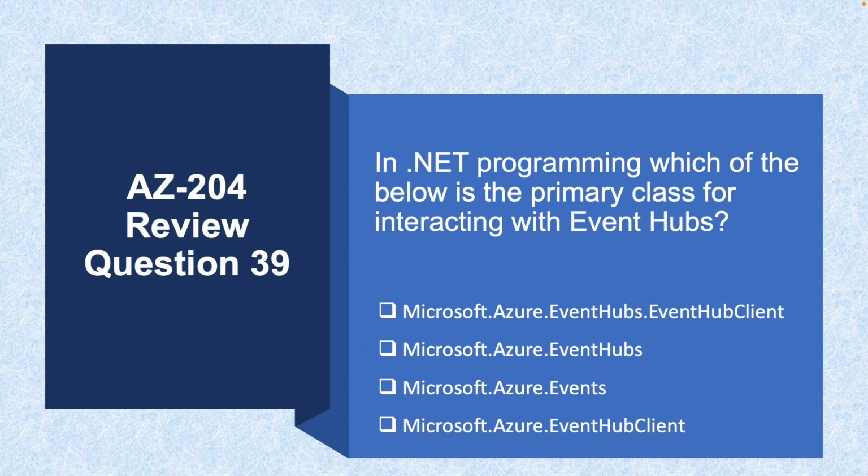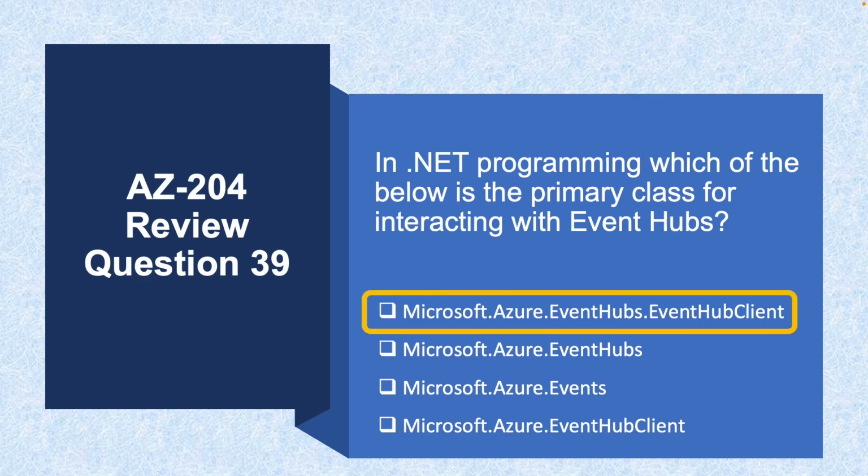Question number 39. In .NET programming, which of the below is the primary class for interacting with Event Hubs? The correct answer is Microsoft.Azure.EventHubs.EventHubClient. The primary class for interacting with Event Hubs is Microsoft.Azure.EventHubs.EventHubClient. You can instantiate this class using the CreateFromConnectionString method.